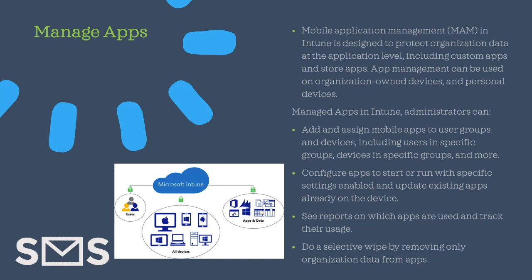Brilliant. So moving on to yet another acronym, which is MAM, or managed apps. Could you step us through how they work? Yeah, so this is just another section of Intune that's designed to protect organizations' data at an application level. So you've got custom apps or store apps on the device, or apps that have specific data for the company. So you may have project management apps or something like that installed that contains sensitive information. You can control how that is done, like I say, at a policy level.